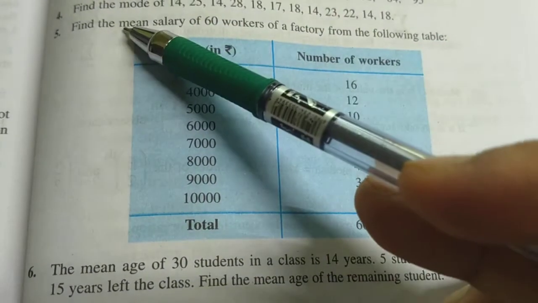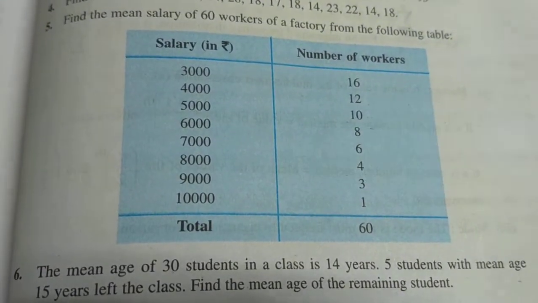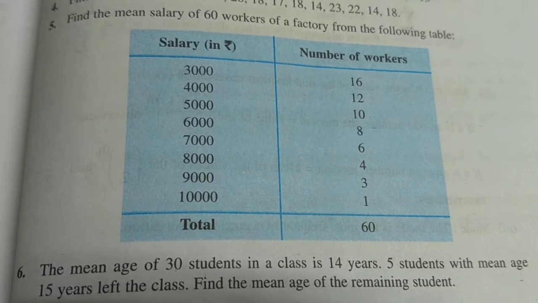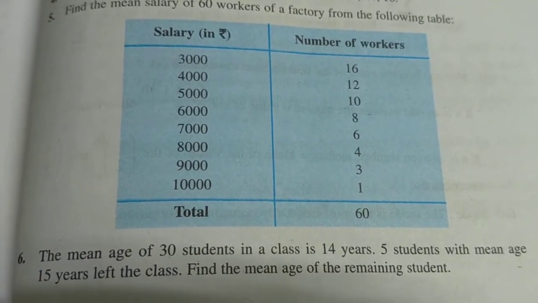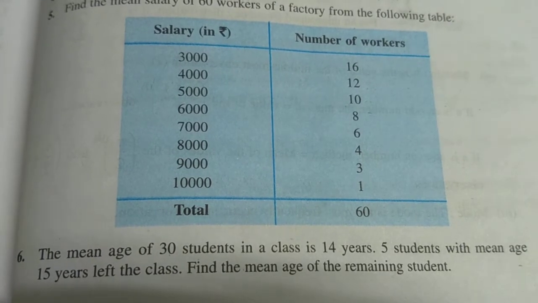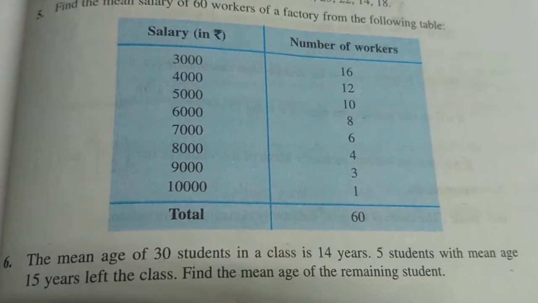What you have to find? You have to find the mean. This is group data. Okay, we have to use the formula. This is not a discrete distribution, this is group data, I mean continuous data. So what we have to do, we have to use the mean formula.